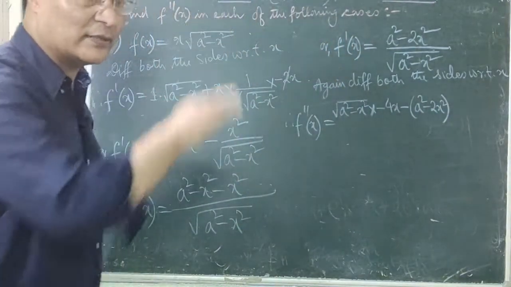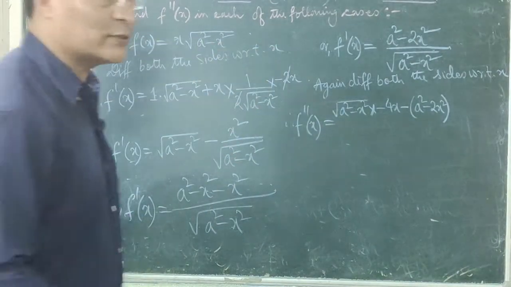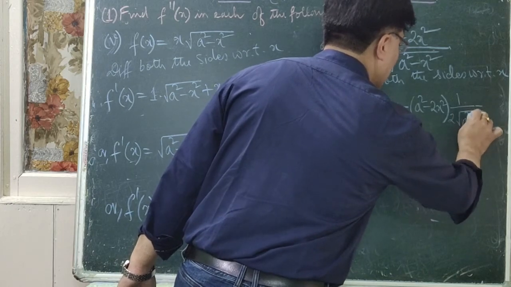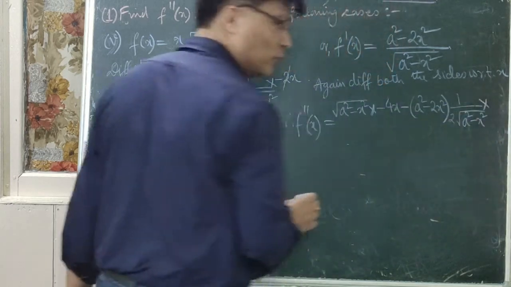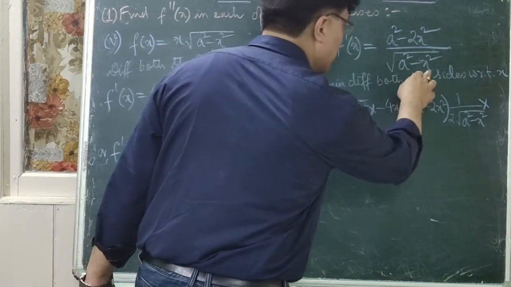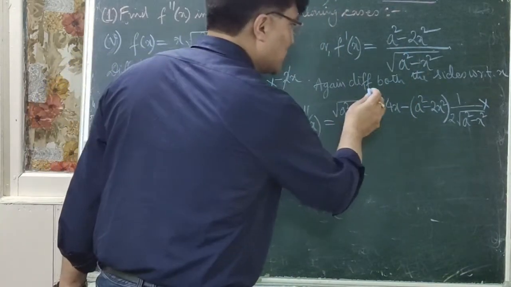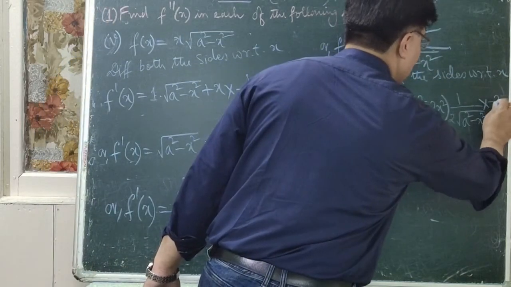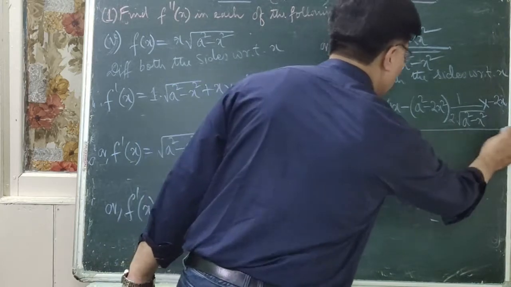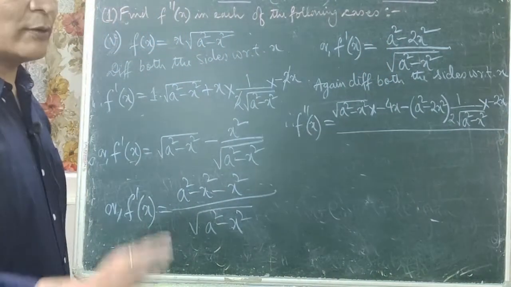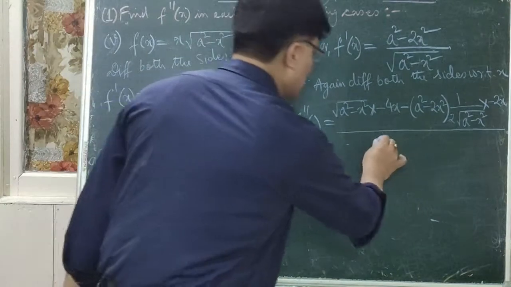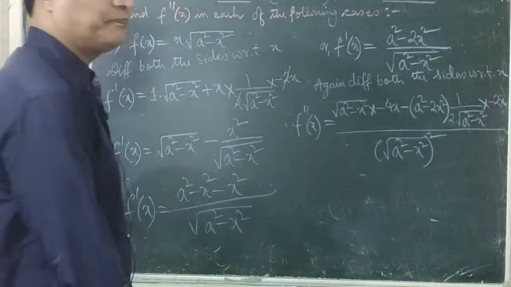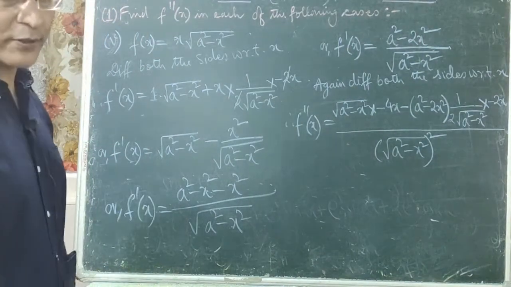Now we have to differentiate the denominator. So what is the differentiation of the denominator? It is 1 by 2 root over a square minus x square into, again differentiate the term which is assumed as x. So which function was assumed as x? A square minus x square. So what is this differentiation? Minus 2x. This whole divided by what? Denominator whole square. That is root over a square minus x square, whole square. So I think you have understood it.